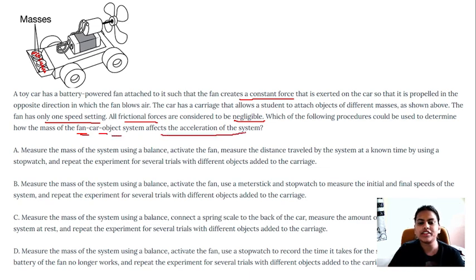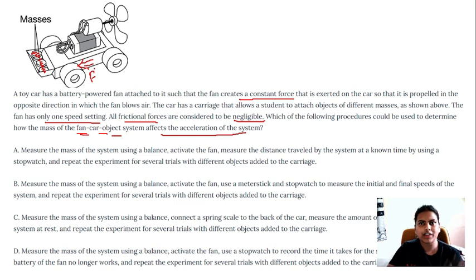So we are interested in knowing the acceleration of the system. So how to find it? With the help of this instrument. So we have a constant force acting on the system because of the fan. So let's say a constant force is acting on it. So what would happen when I use the first method?